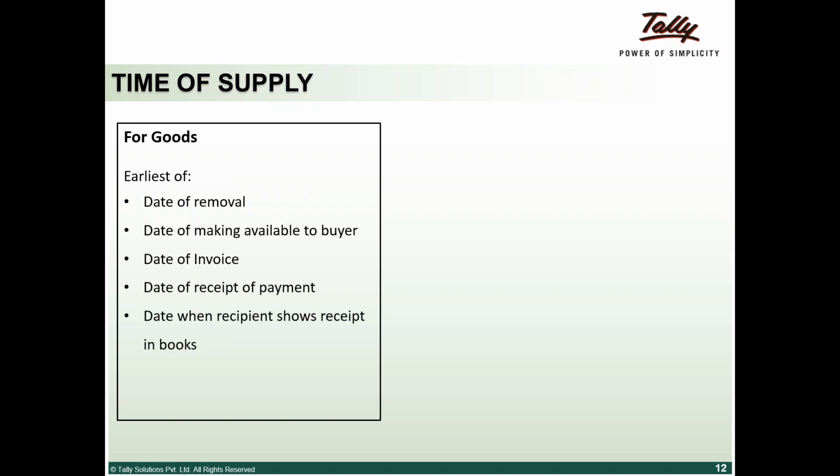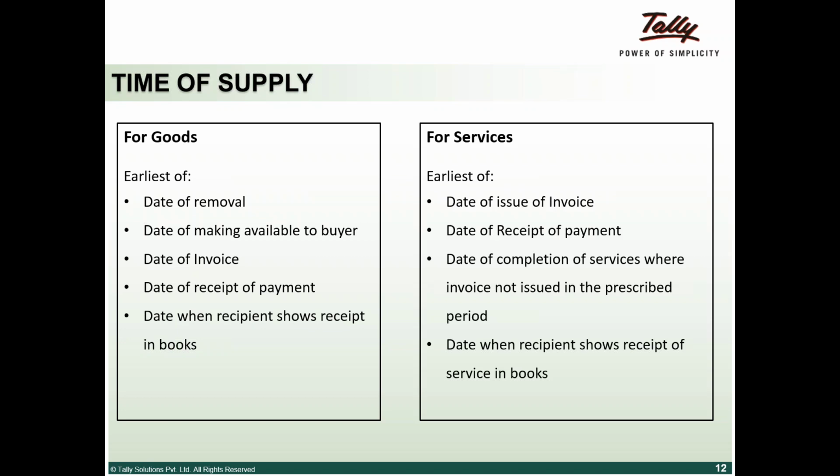If I raise an invoice but do not dispatch the goods, the supply gets triggered. If I send the goods and they're in transit, the supply has got triggered. If I've received a payment from you even before I send the goods, supply has got triggered. So the earliest of any of these things, supply gets triggered. That's the time of supply of goods.